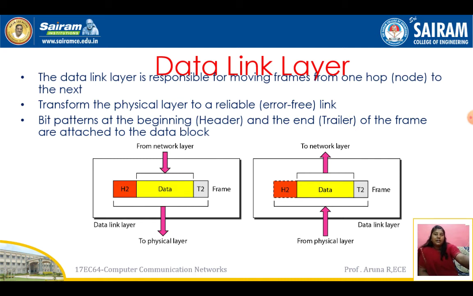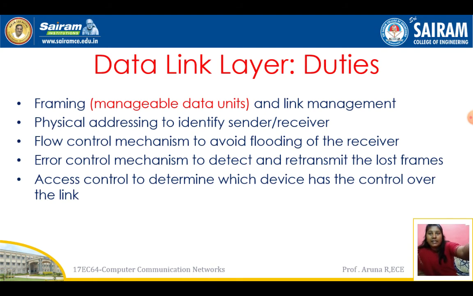Bit patterns of the beginning header and the trailer of the frame are attached to the data packet. Very important: for the data received, you are going to add a header and a trailer. When it comes from the network layer, it gets added with the header and the trailer, and again when it is sent to the network layer, it goes with the header and the trailer. So this is the data link layer.